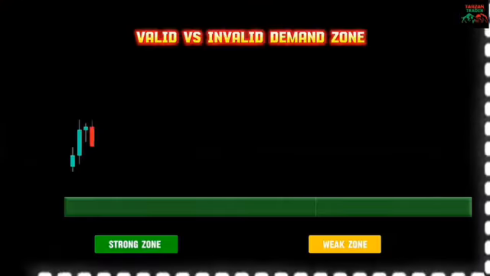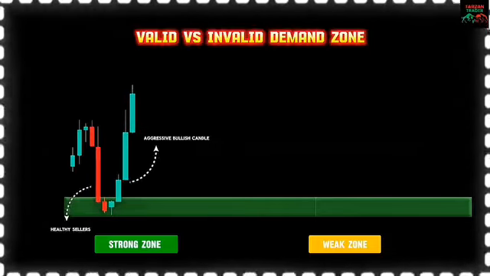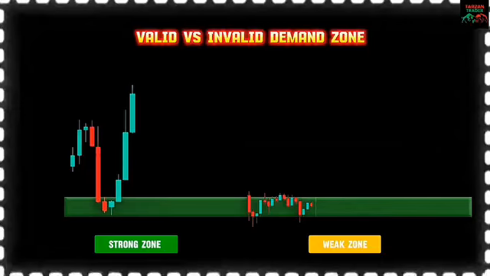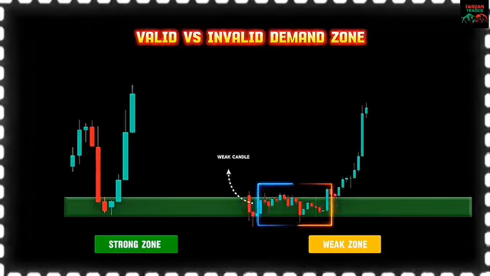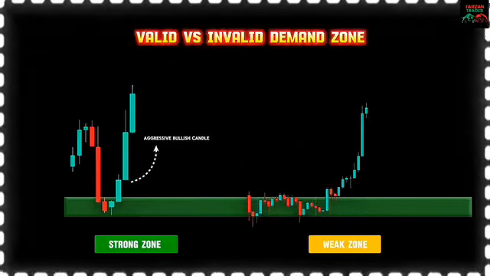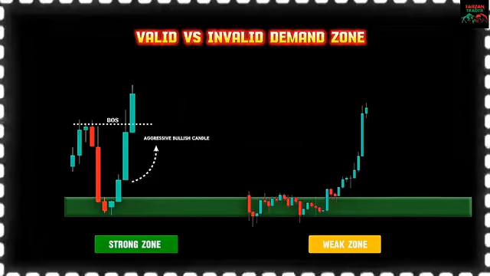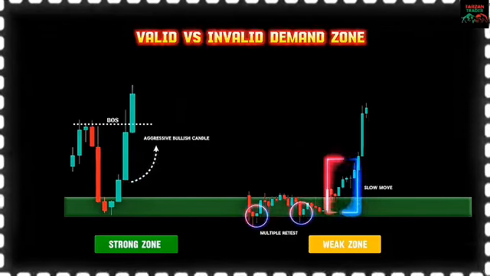A strong demand zone creates a sharp V-shaped reversal, not slow choppy candles. If price ranges inside the zone, forms too many wicks, or comes back again and again, the zone is weak. Strong demand equals aggressive move plus clean structure break. Weak demand equals slow move. Too many retests, no real volume.